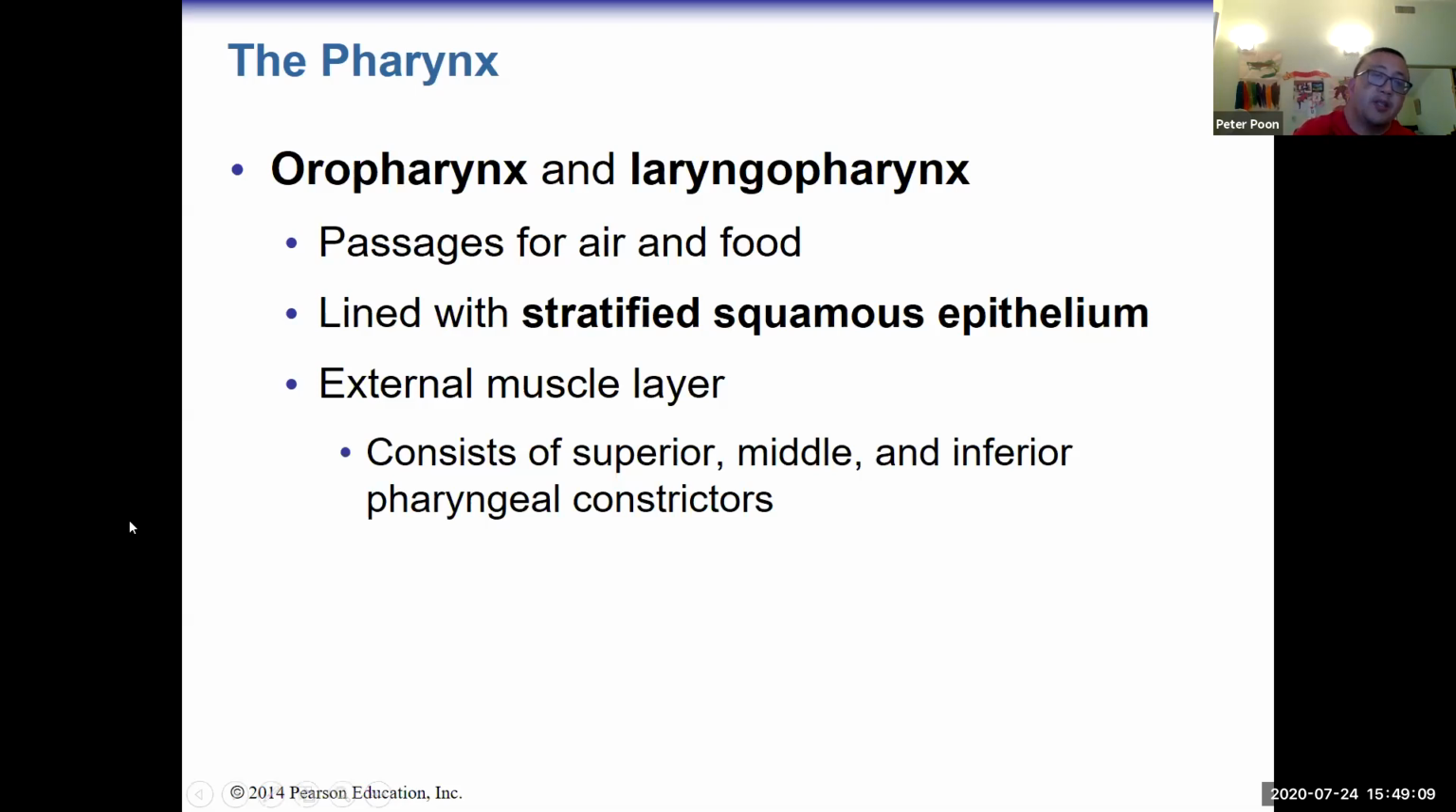The pharynx. When we swallow, our food also enters the pharynx. This portion of the pharynx is shared by both the digestive tract and the respiratory tract. Because it's shared, the type of epithelium here has to be stratified squamous epithelium, because you're swallowing food, so it has to be relatively rough.